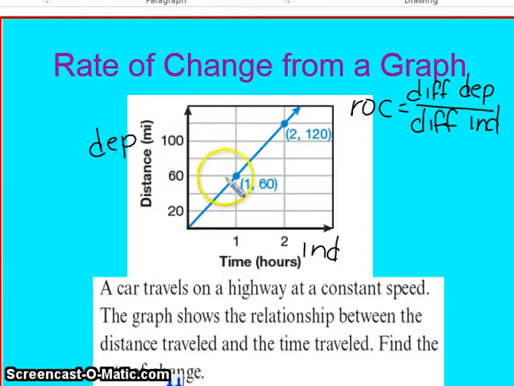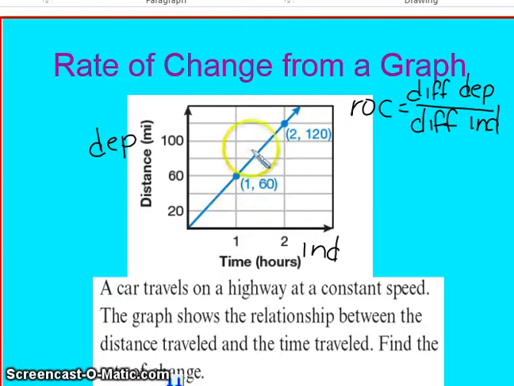Now we have 2 points marked here. We know that at 1 hour, the car had traveled 60 miles, and then we also know that at 2 hours, the car had traveled 120 miles. Now, in order to find our rate of change, we're going to have to use these 2 points and find the difference in the dependent variable, or the distance, and then divide that by the difference in the independent variable.